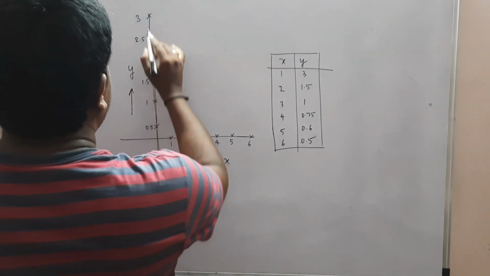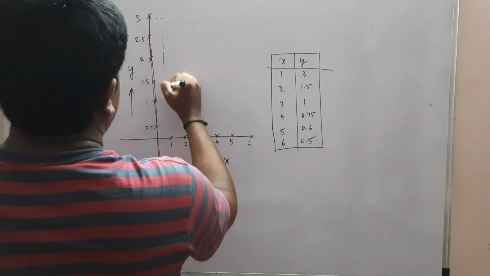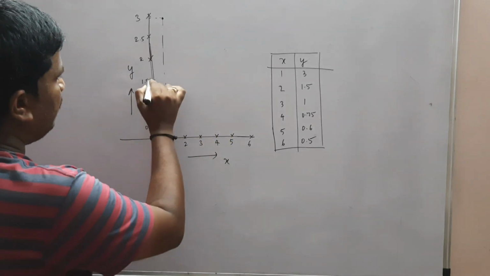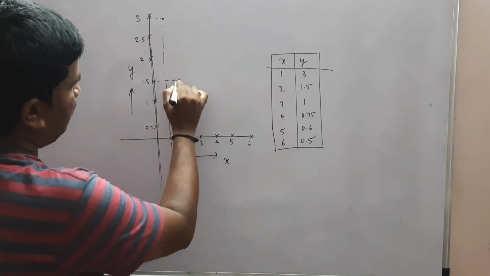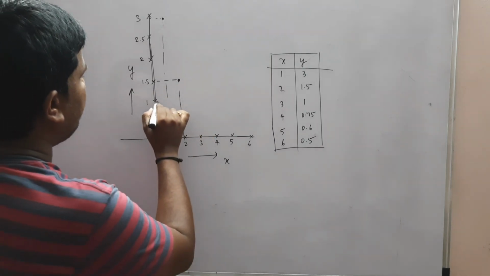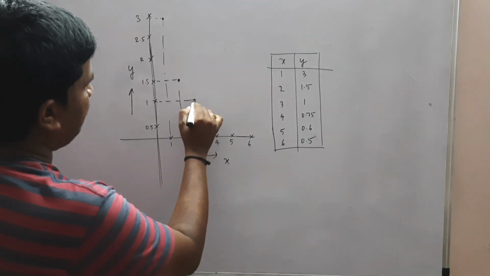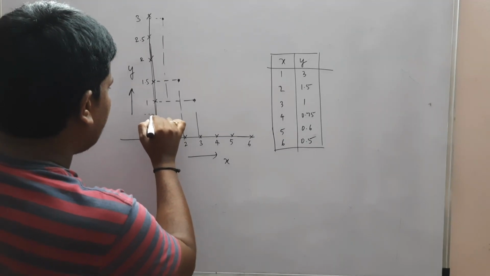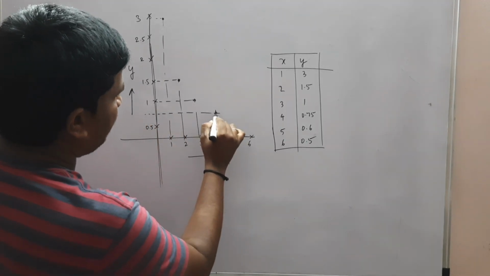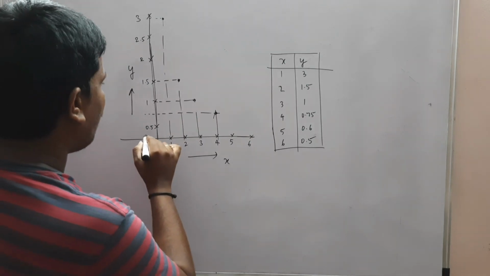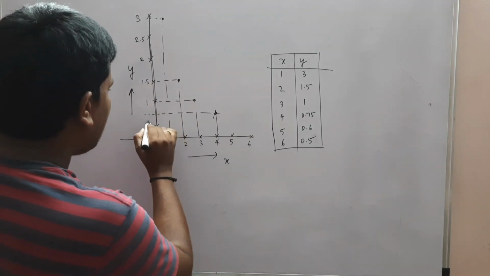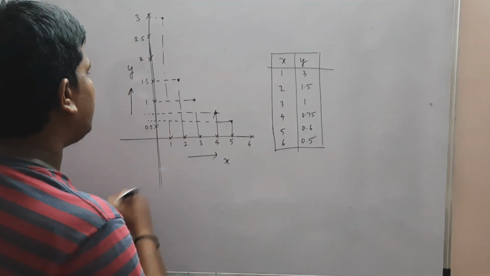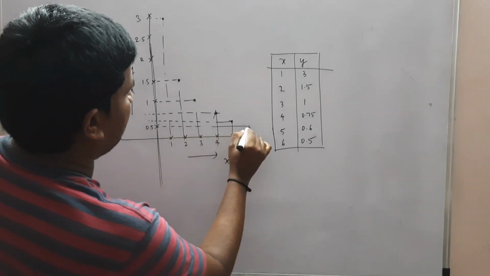When x is 1, y is 3, so it will be here. When x is 2, y is 1.5, that is here. When x is 3, y is 1, that will be here. When x is 4, y is 0.75, which will be in between 0.5 and 1, so it will be here. When x is 5, y is 0.6, slightly more than 0.5. When x is 6, y is exactly 1 by 2, so that will be here.